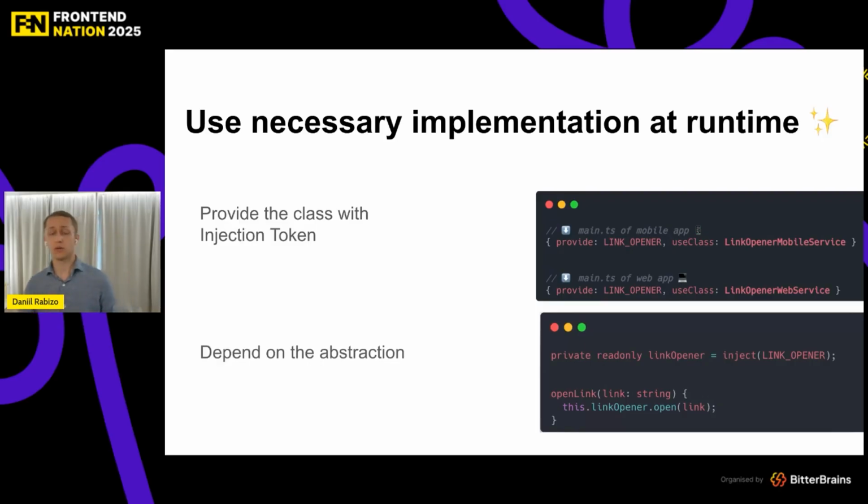And this way, our features only depend on the abstraction. So this is a classical application of the dependency inversion principle. Just depend on the interface in your feature. And this is how we manage to not change the existing code and existing logic of features.